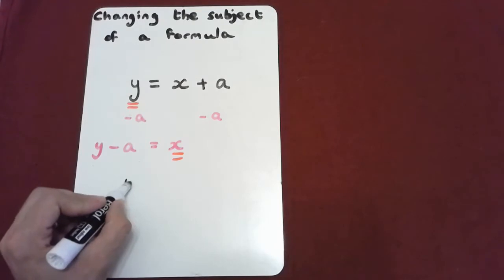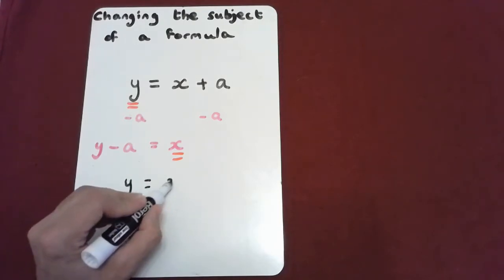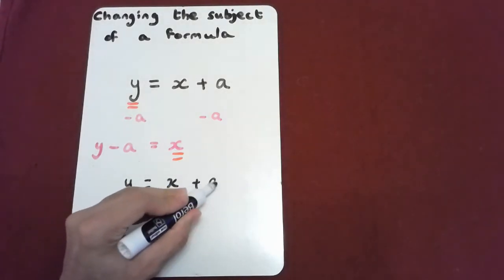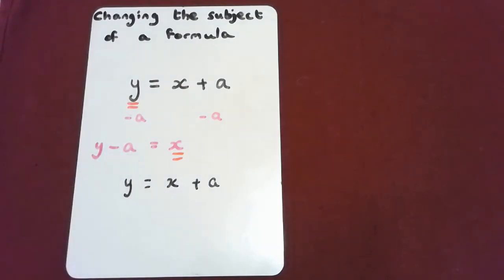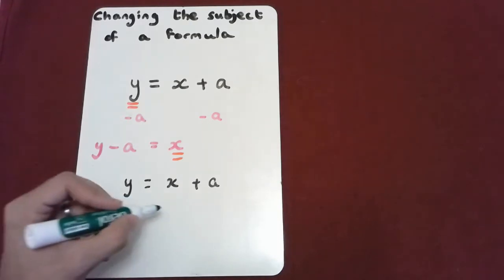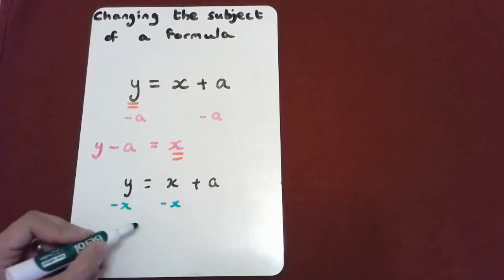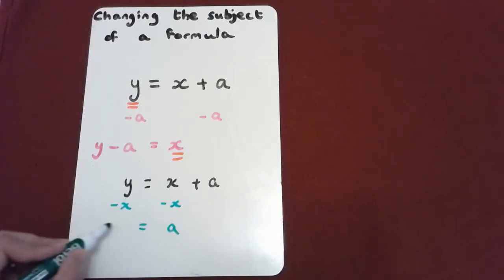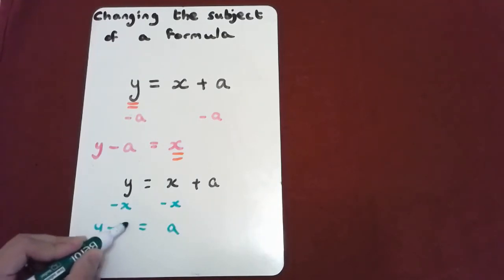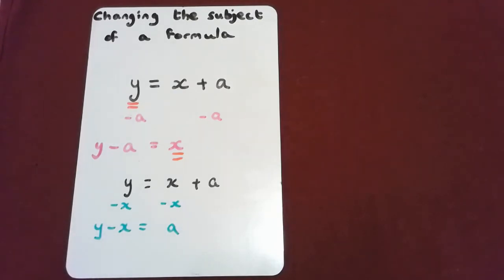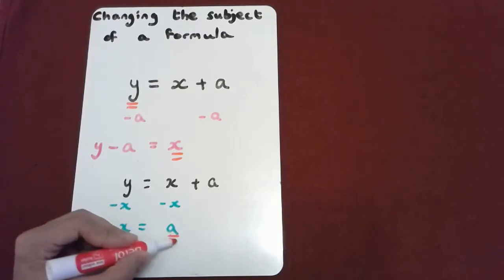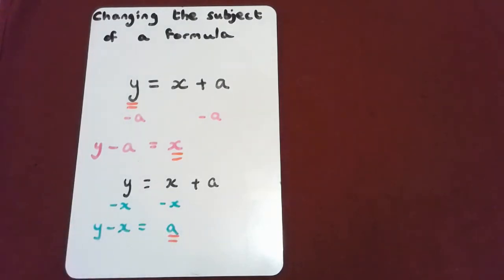If, however, I wanted a to be the subject, so we start again, x plus a. If I want a to be the subject, I need to get rid of this x. And once again, to get rid of a positive x, we subtract x from both sides. And that would give me a is equal to y minus x. And now because a is on its own, a is the subject of the formula. So subject is just when you have one letter on its own or one variable on its own.